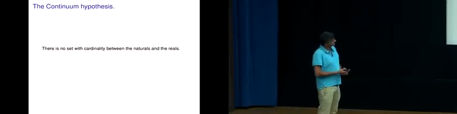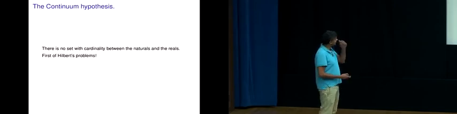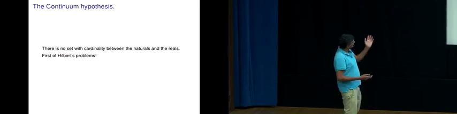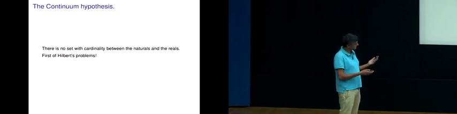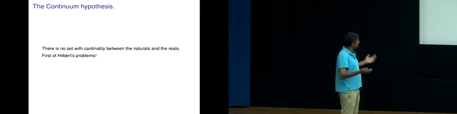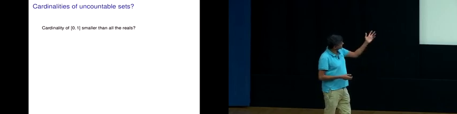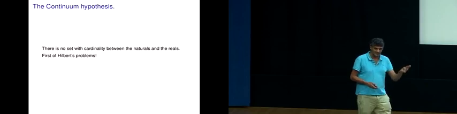Okay, so now we're going to talk about whether there's a set with cardinality between the naturals and the reals. We're not going to prove that. That's really hard. It's so hard that it can't be done. Okay, so now let's think about cardinalities. But now we have to talk about the cardinalities of uncountable sets.